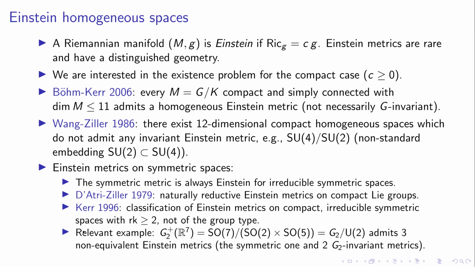From Kerr's paper, there is one relevant example, the Grassmannian of two planes in R7. She proved that the Grassmannian admits three non-equivalent Einstein metrics: the symmetric one, which is invariant under SO7, and two G2 invariant Einstein metrics.